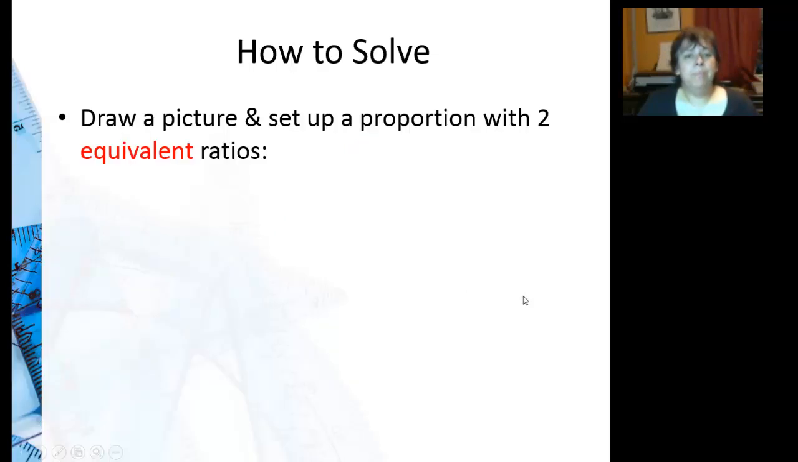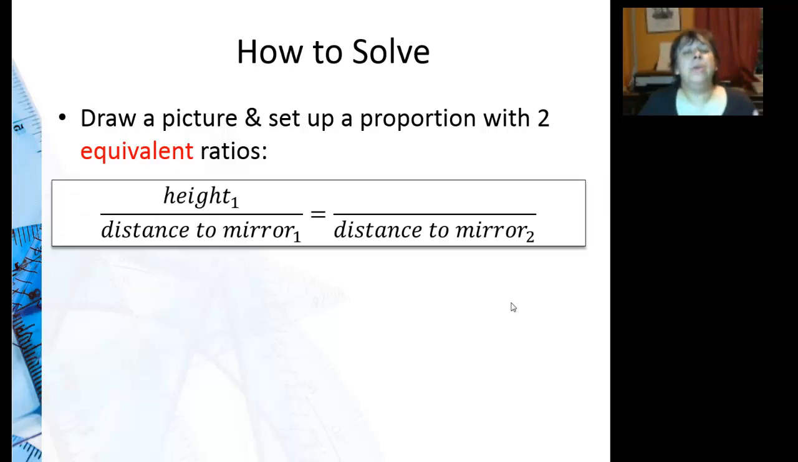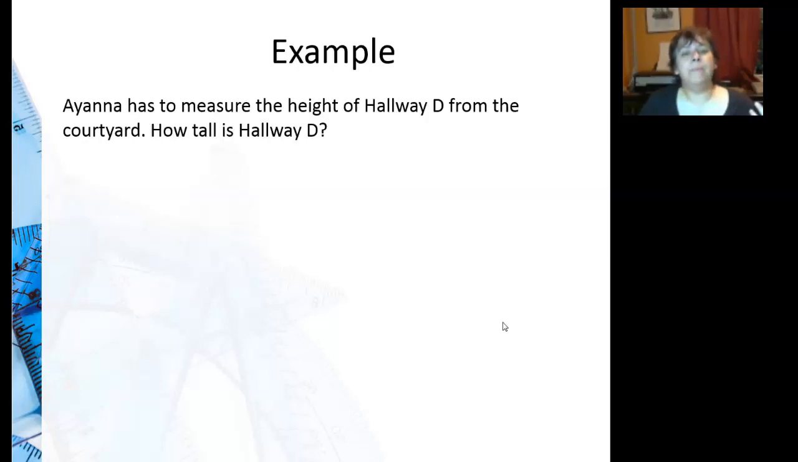Okay. So how do we solve these proportions? We're going to draw a picture and set up a proportion with two equivalent ratios just like before. Except instead of doing height to shadow, you're doing height to distance to mirror. So you'll have it for one object, that's the left side of the equation, and then you'll have it for the right side of the equation, the second object. So in our example, Ayana has to measure the height of hallway D from the courtyard. And how tall is hallway D? So I have all the information.